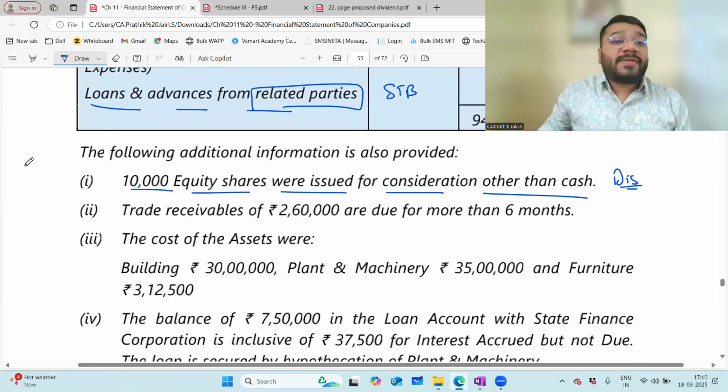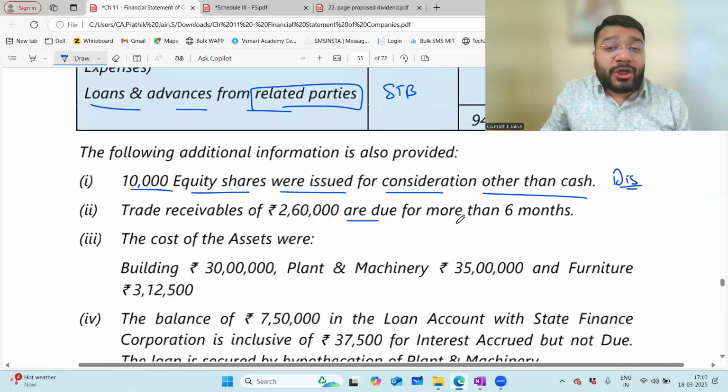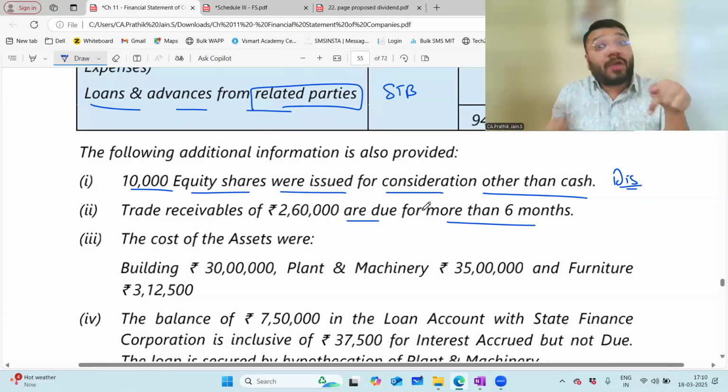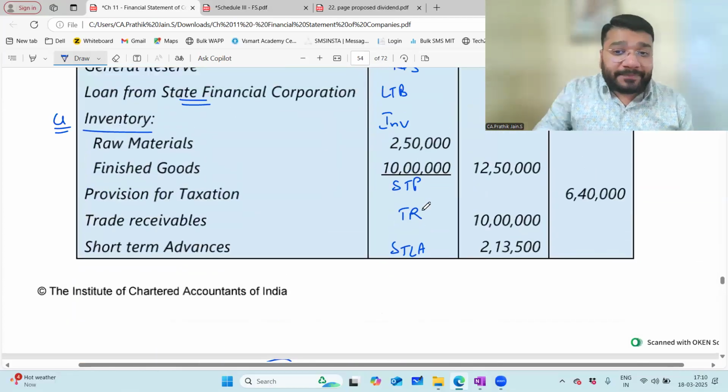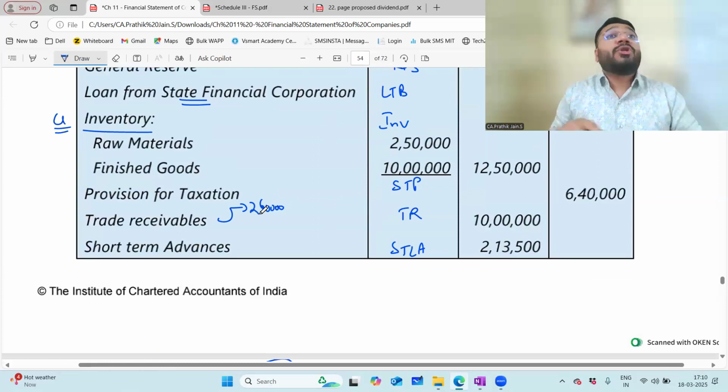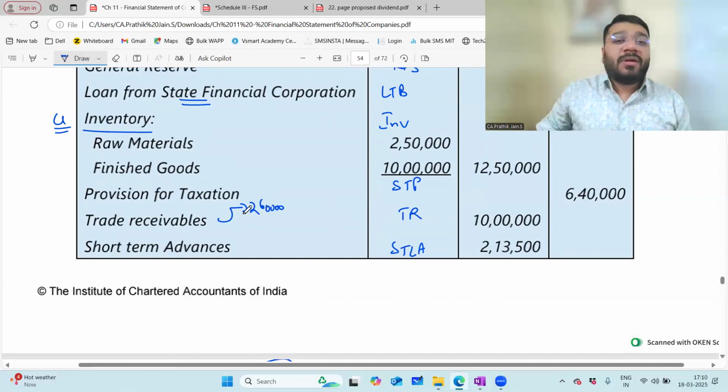Next, trade receivables of 2,60,000 are due for more than 6 months. Which means, out of the trade receivable we have, how much is there? 10 lakh. In that, 2,60,000 is already due for payment, meaning the due date has already hit, but my customer did not pay for more than 6 months. What is the remaining amount?